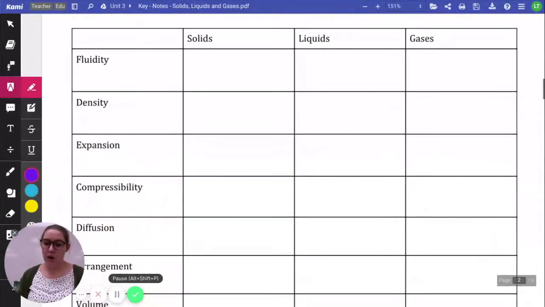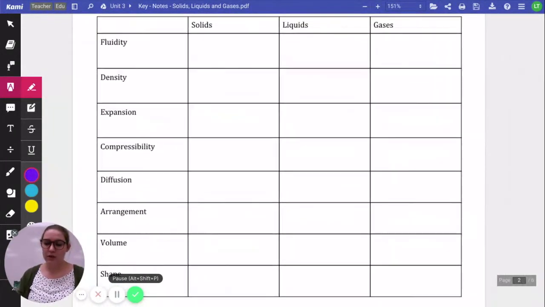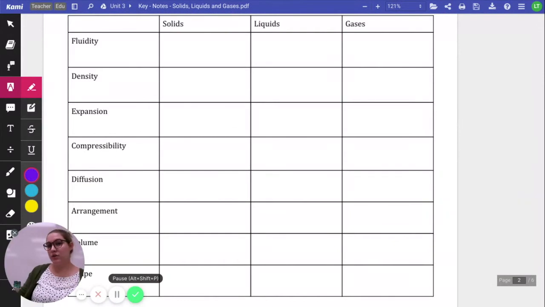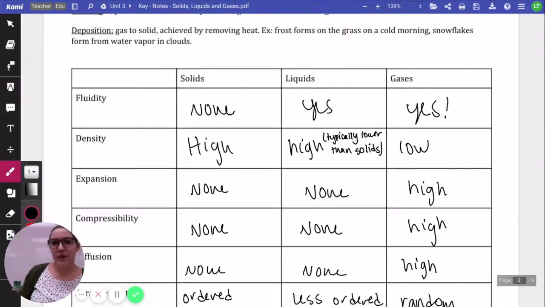Okay, so now we are just going to fill out this summary chart. I want you to try to fill it out as best as you possibly can, and then we'll go over it. Fluidity is the ability for molecules to flow. Solids have none. The molecules can't slide past each other, but liquids and gases both do have fluidity.